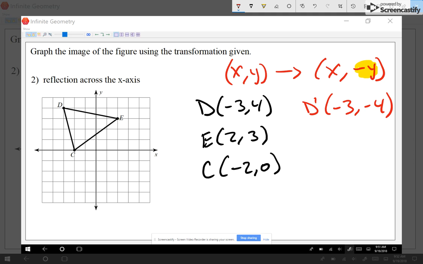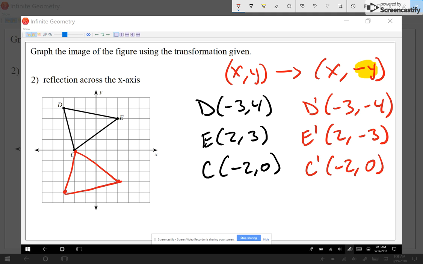I changed the sign on the y. Right? It was positive, made it into negative. If it was negative to begin with, I would have changed it to positive. Now E prime is going to be 2, negative 3. I just changed the sign on the y value. And if I look at C prime, it's going to be negative 2, 0. Once again, there's no such thing as negative 0. So I get those coordinates. When I plot them in, negative 3, negative 4, 2, negative 3, and then negative 2, 0. And I connect them. It seems like my picture got flipped over the x-axis.